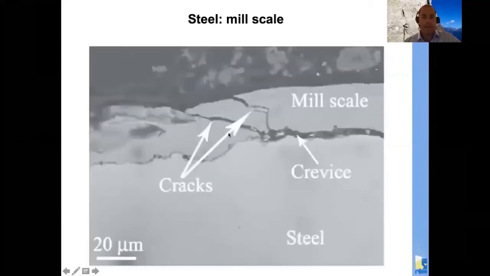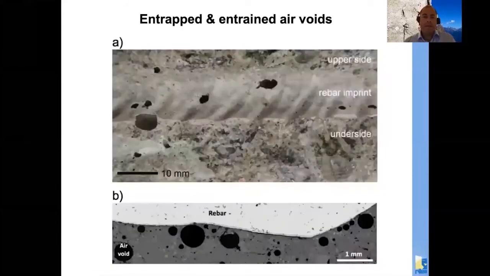Those mill scales can be cracked, so they typically have cracks and crevices, and these then behave as voids. Again, as I mentioned, that may have different moisture states depending on the exposure conditions. These voids may be water-filled or gas-filled. If we look a bit more to the concrete side of the interface, there may be those very famous entrapped and entrained air voids that you can see here. This is a photograph where the rebar has been removed, and you can see in the imprint in the concrete macroscopic voids present.